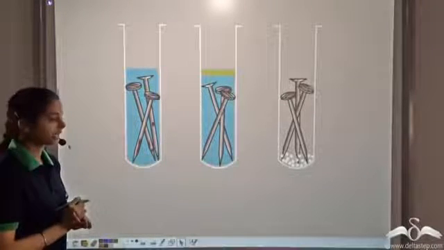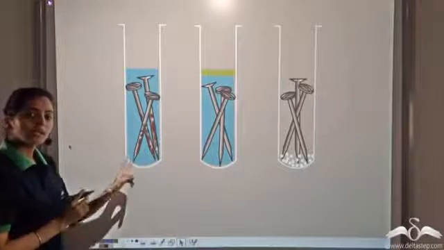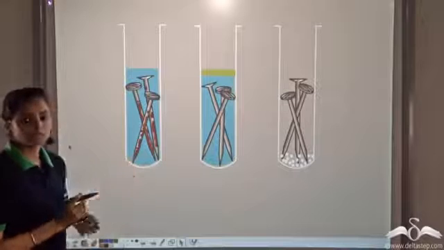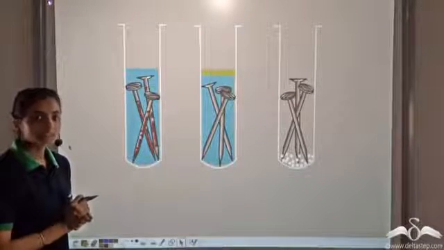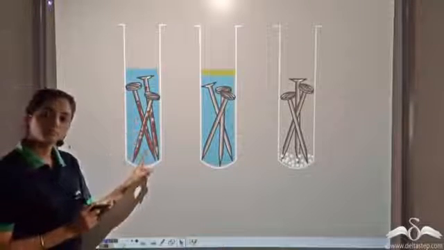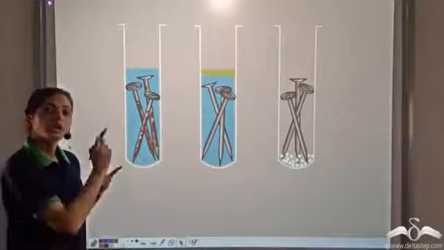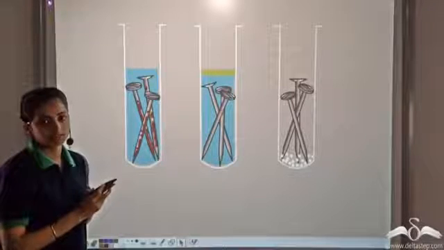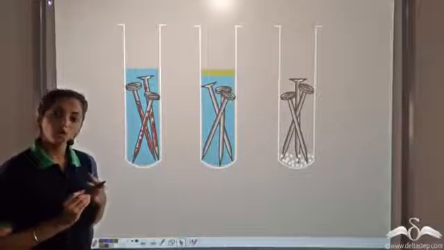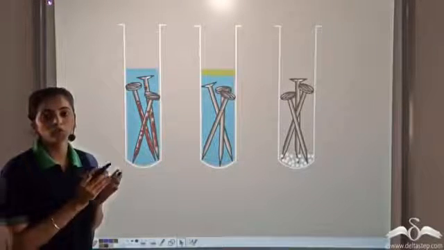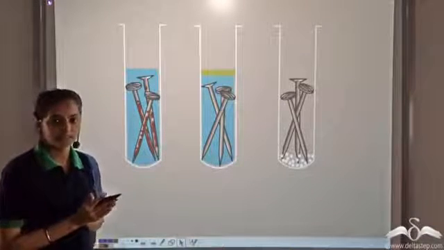If they are left for some time, it is observed that the iron nails present only in the first test tube develop this reddish brown coating. This means the iron nails which were exposed to both water and oxygen are getting rusted. So this proves that both oxygen and moisture are important for corrosion or rusting to take place.